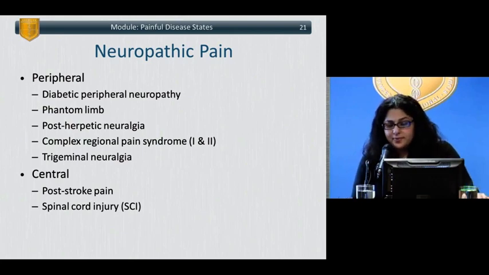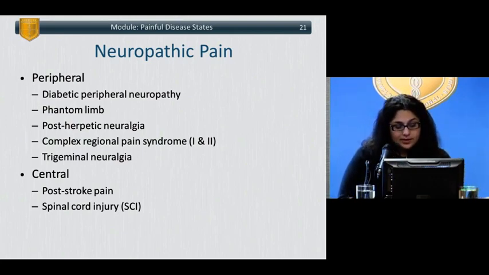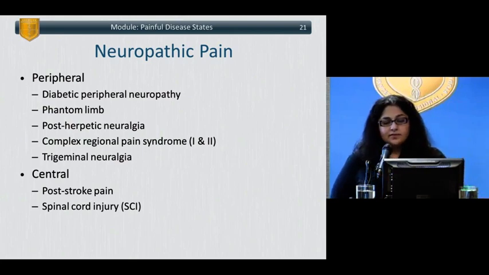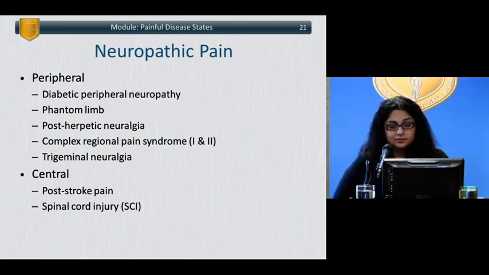Earlier, we talked about neuropathic pain, and we mentioned that neuropathic pain, again, is pain caused by a lesion in the somatosensory system. The lesion can take place in the peripheral nervous system or in the central nervous system. In the peripheral nervous system, some examples of neuropathic pain include diabetic peripheral neuropathy, phantom limb, postherpetic neuralgia, complex regional pain syndrome, or trigeminal neuralgia. Central types of neuropathic pain include post-stroke pain or spinal cord injury.